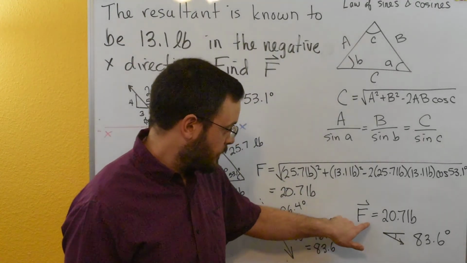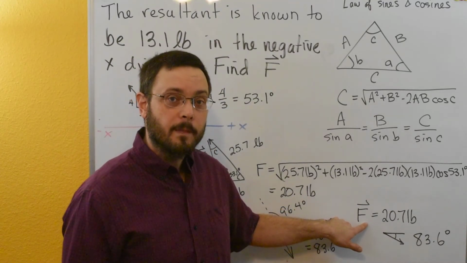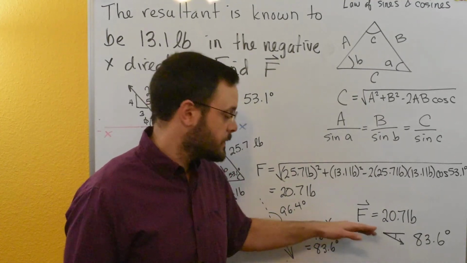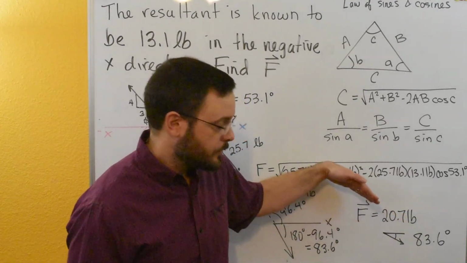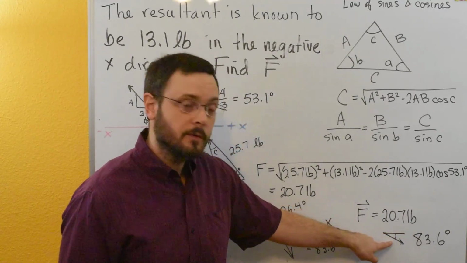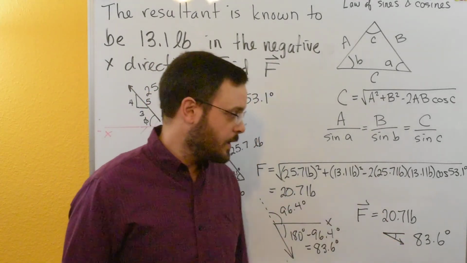And so our force is then going to have a magnitude of 20.7 pounds. And then we'll draw our direction. We'll draw our x-axis, we'll draw our vector below the x-axis, and then we'll draw in the angle to the vector. And then we'll say that's our 83.6 degrees.